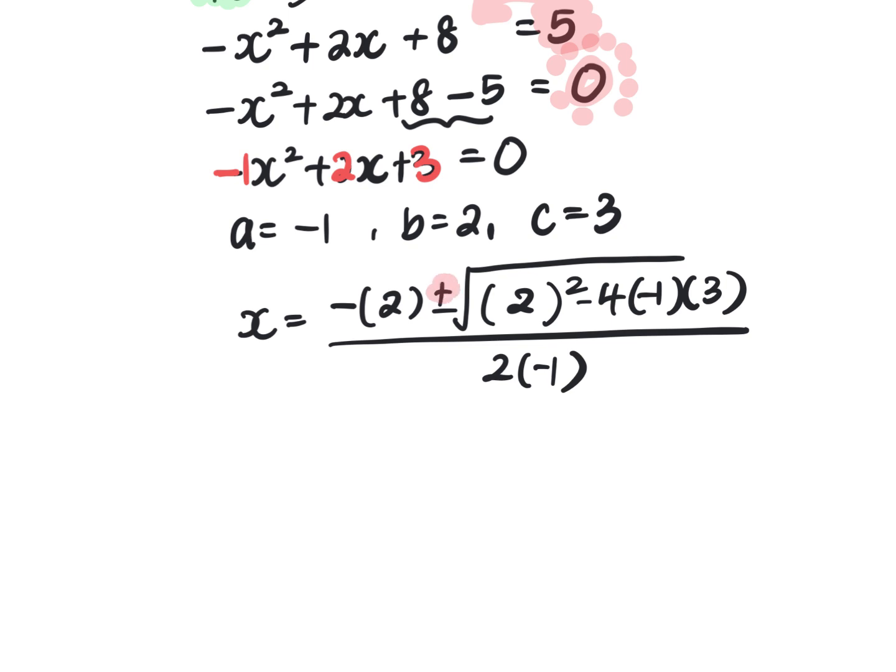The first one is a plus, the second one is a minus. So A is -1, B is the number 2, C is the number 3. So I got the answer, x equals to 3, or second answer, x equals to -1. Okay, have you gotten your answer?